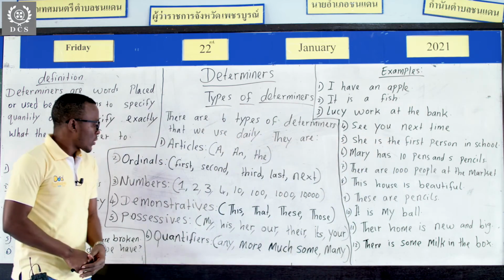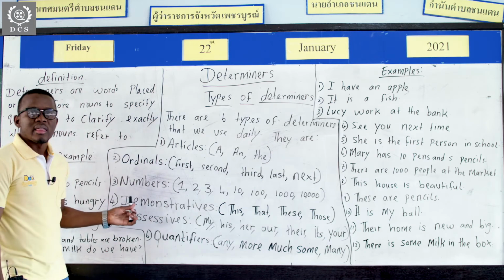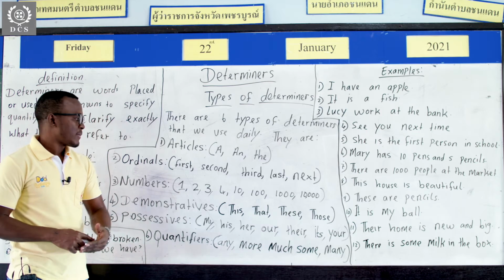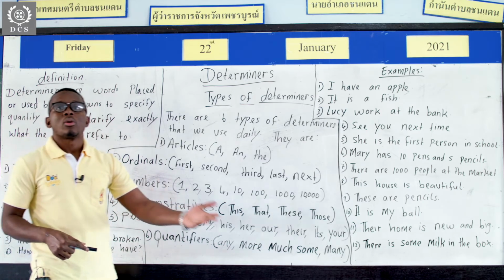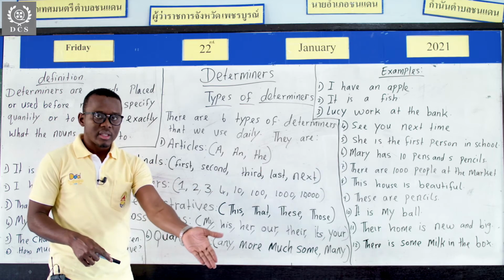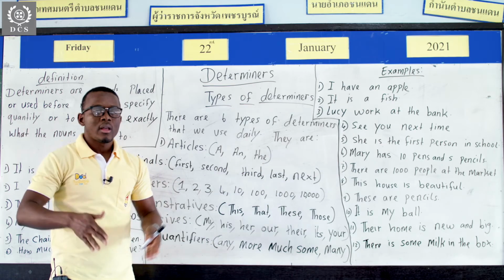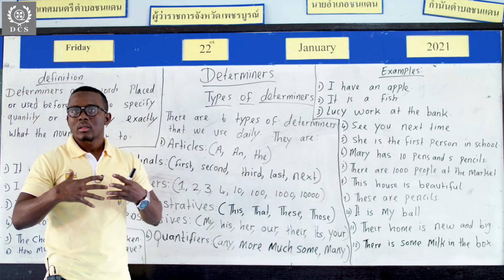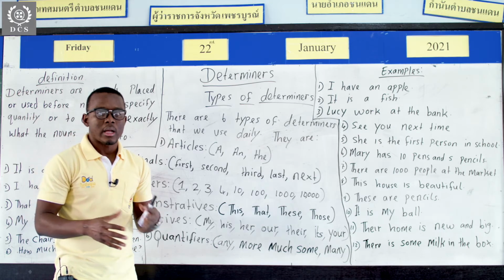So let's look at this other one. We have demonstratives, demonstrative determinants. They are used to demonstrate. This, that, these, those. They are called demonstrative determinants.